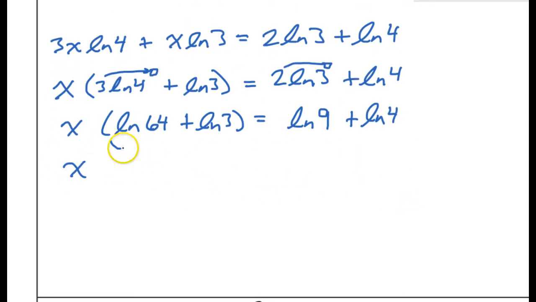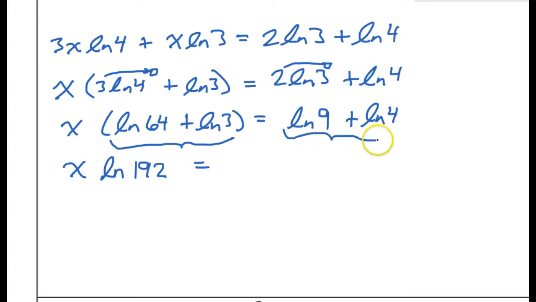Now, how could I make this sum simpler? Multiply. You can condense a sum of logarithms down to a single logarithm if you multiply. So take your 4-function calculator, which is the only one that you'll be allowed to use on the test, and multiply 64 times 3. What's that? 192. Similarly, on the right-hand side, I will use the product rule, and I will get a single natural log of 36.